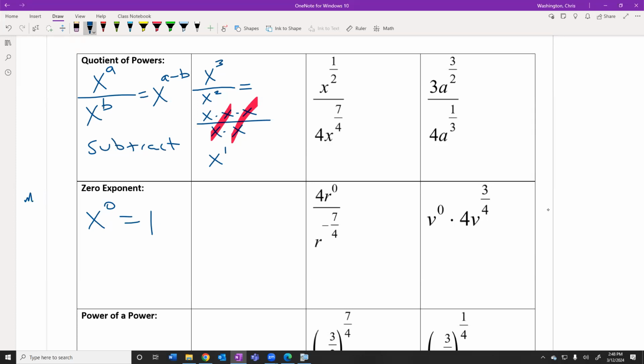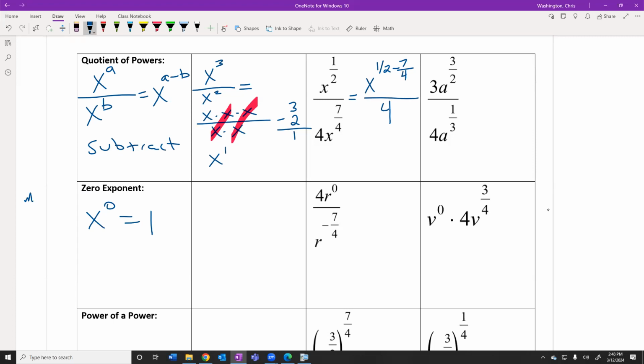Well, where did the subtraction come from? We had 3 factors of x on top minus the 2 factors of x on bottom. So how many factors of x are left over? Just 1. We can do the same thing with fractional exponents. So in our 2 examples here, we're going to subtract the exponents. In this case, the 4 has to stay in the denominator, and we're going to subtract 1/2 minus 7 over 4. The 4 stays in the denominator.